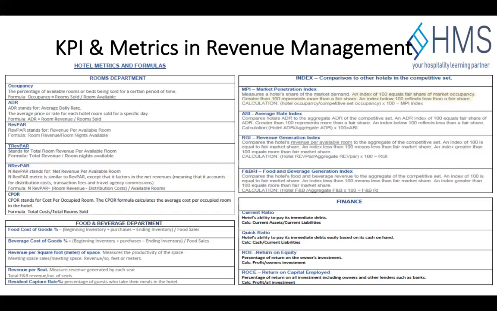So with the help of these financial statements, we hotel revenue managers can work very well with hotel metrics and formulas, as these are key performance indicators and are extremely vital in determining the financial health of the company or the hotel in context.